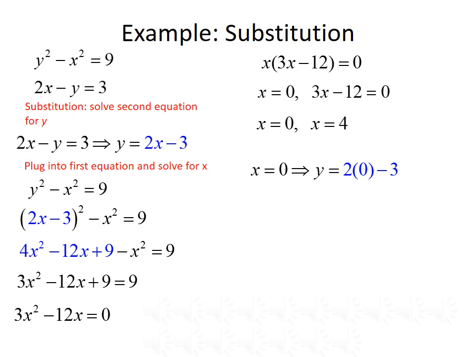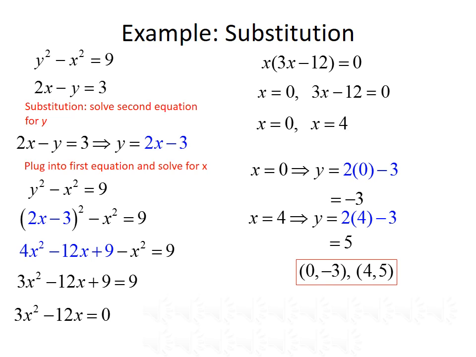If x equals 0, using our previous result for y, we'll get y equals 2 times 0 minus 3, which simplifies to minus 3. And if x equals 4, we'll get y equals 2 times 4 minus 3, which is 8 minus 3, which is 5. So this system of equations has two solutions. We have the ordered pair (0, -3), and the ordered pair (4, 5).